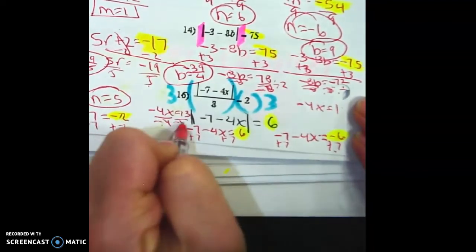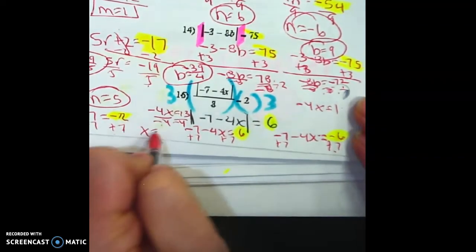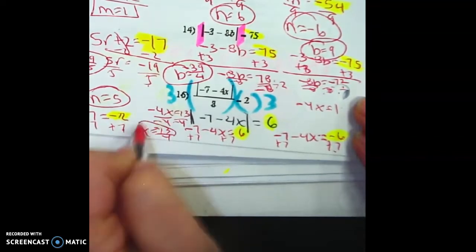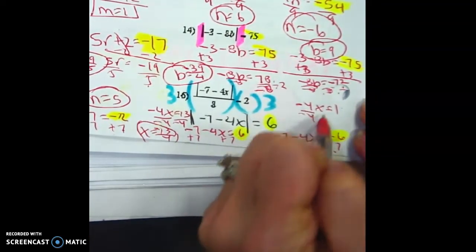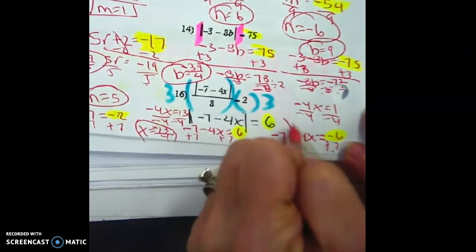Divide by negative 4. It doesn't divide. Keep it.